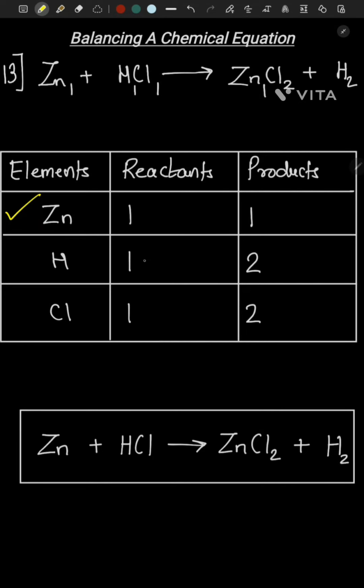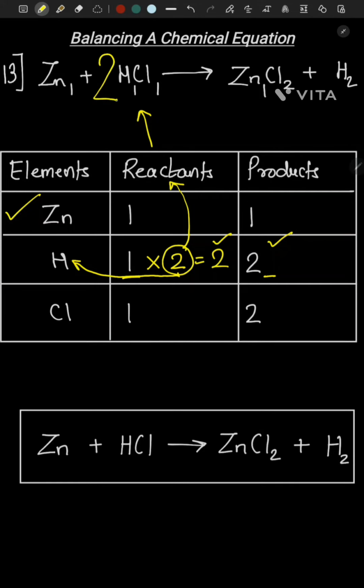Let's start with hydrogen. We have 1 here and 2 over there. We all know that making 1 into 2 is very simple, just multiply it by 2. So when I multiply 2 to which element? To hydrogen. On which side? On the reactant side I get 2, which becomes equal. So I'll go up on the reactant side. Do I have hydrogen alone? No. It is in combined form, but still I will put 2. The moment I put this 2, it applies to both.